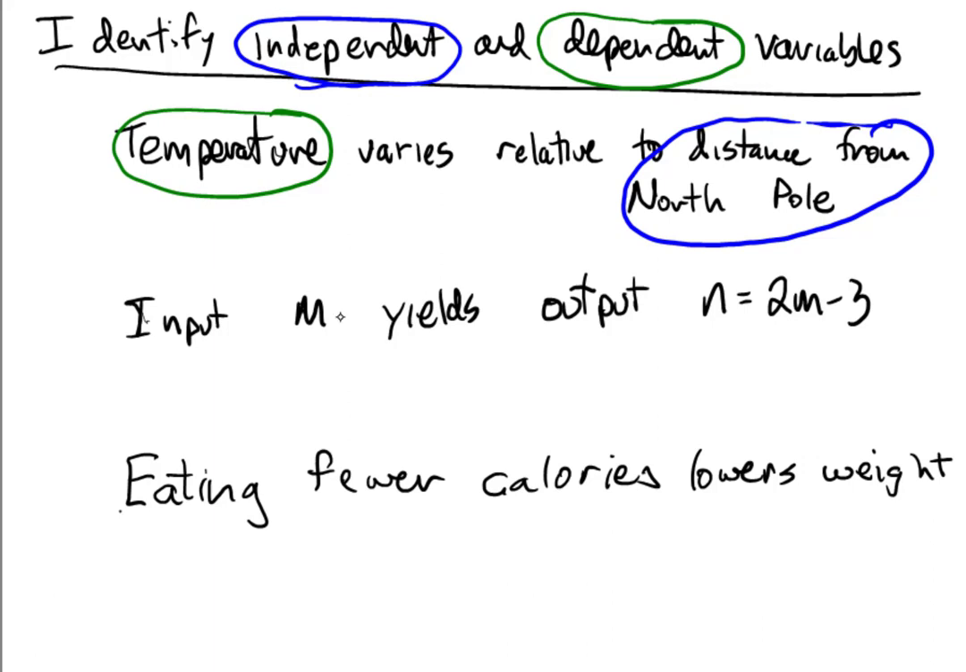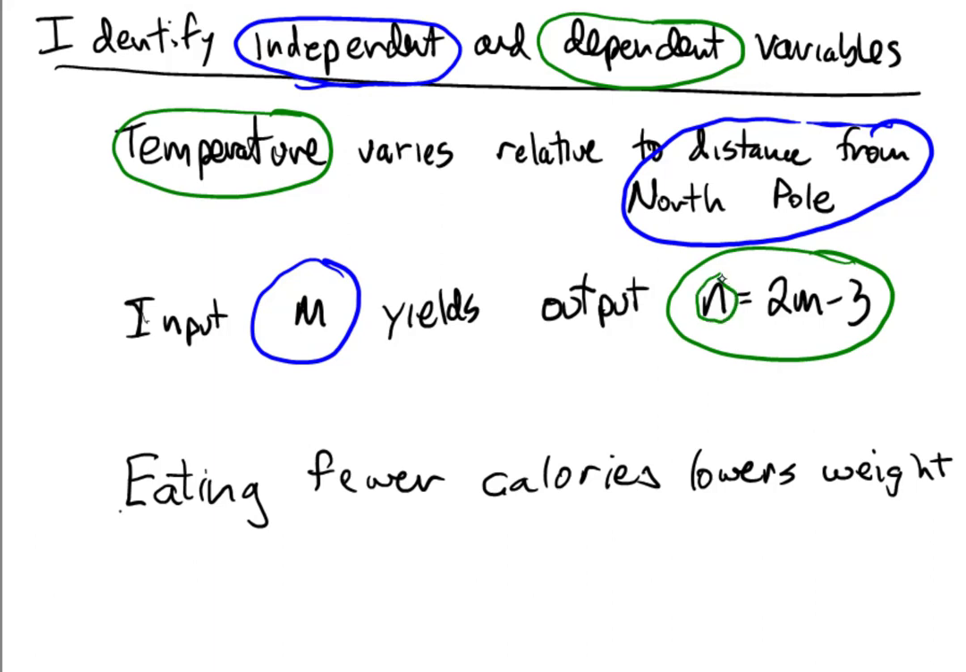So in this case, m is your independent variable. It is the one that's just doing whatever it is. It's the input. You get to choose that, and it causes a different output, which is n in this case. The n is the output, and so the output n depends on what you choose to put in for m.